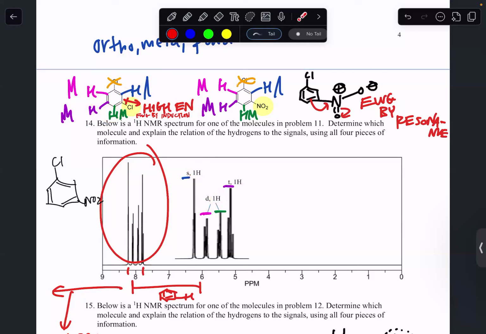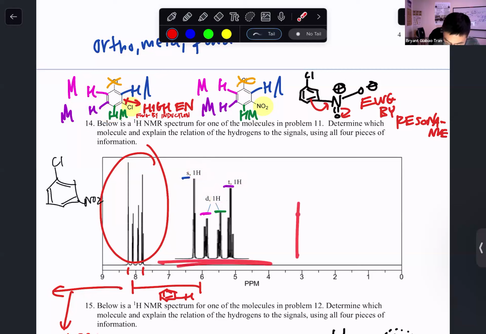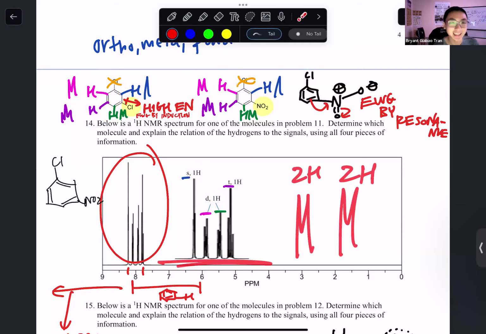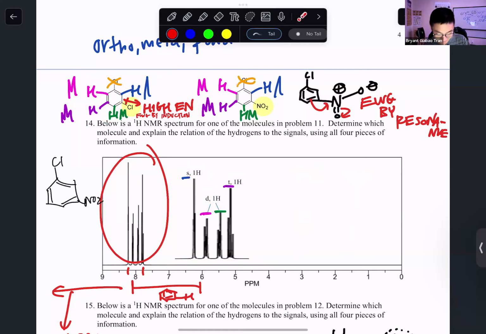All right, that's good. And then para is the easy one to remember. Two doublets where each of these peaks will have 2 H's, like that. Right. That's good.